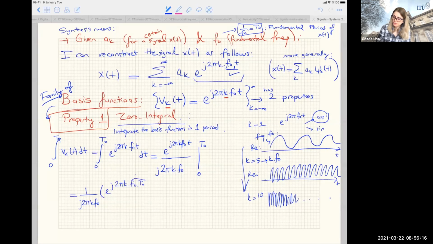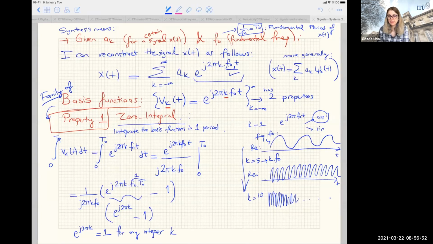Then minus, I need to insert 0 here, that is 1. Guys, you see, this is e to the j 2 pi k. So I have e to the j 2 pi k minus 1. So this e to the j 2 pi k is really 1, right? For any integer k, I know this. So you would be like, yes, great, I already showed it is 0, right? It's a 0 integral. So this is really 0.